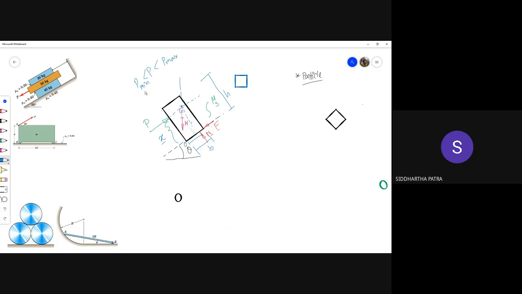Now depending on the value of your P between P min and P max, the value of F will change, and the value of N will change. Will the value of N change? Yeah, possibly the value of N will also change, and the line of action of N might also shift.